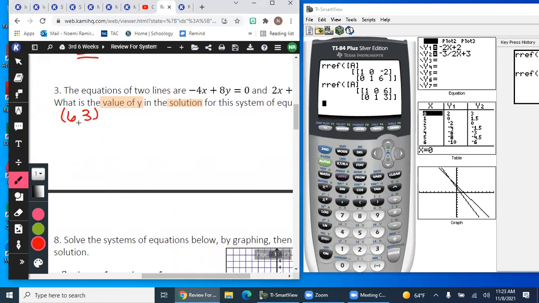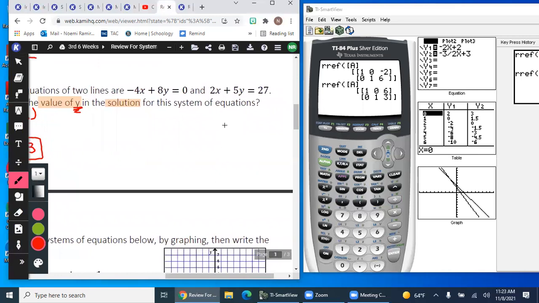Now, remember on the STAAR test, they may specifically ask you for the value of y or the value of x. So in this case, my y is 3. That is the number they're looking for. Now, once again, the intersect method will give you the same answer if you don't know how to use matrix. You could solve for y.